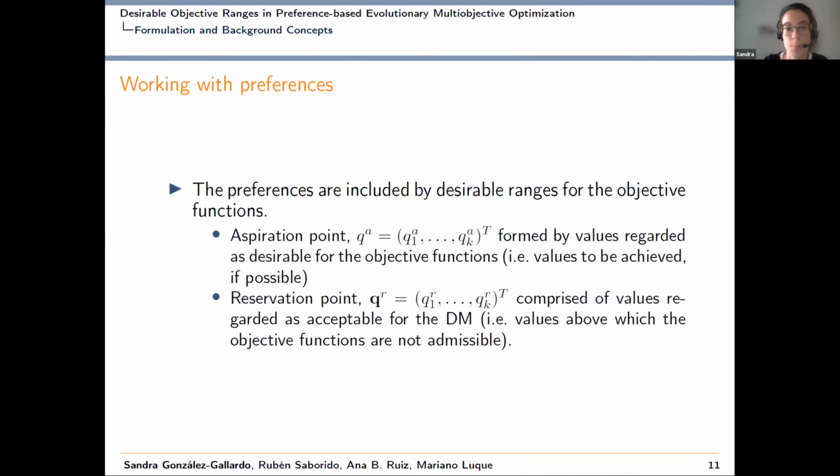in our proposal, the preferences are included by desirable ranges for the objective functions by means of two points, the aspiration point and the reservation point. An aspiration point is formed by the values that the decision maker considers as desirable for the objective functions. I mean, values to be achieved. On the other hand, a reservation point comprises the values that the decision maker considers as acceptable for the objective functions. I mean, values beyond which the objective functions are not admissible.